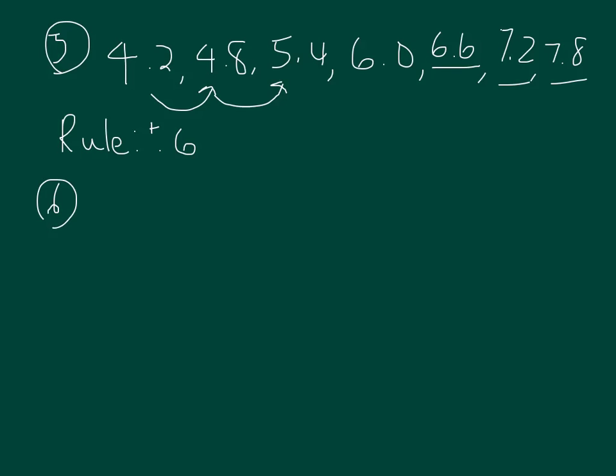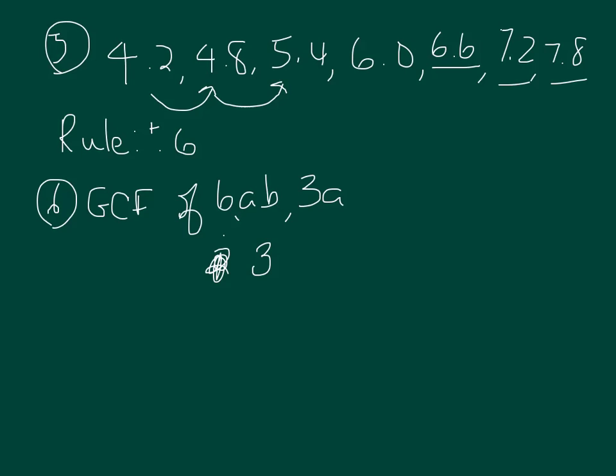Number 6 is find the GCF, that's the greatest common factor, of 6AB and 3A. That is what's common to both of these terms. Well, I can pull a factor of 3 out of both of those because 3 is a factor of 3 and 3 is also a factor of 6. And they both have A in common here. So the GCF is 3A.